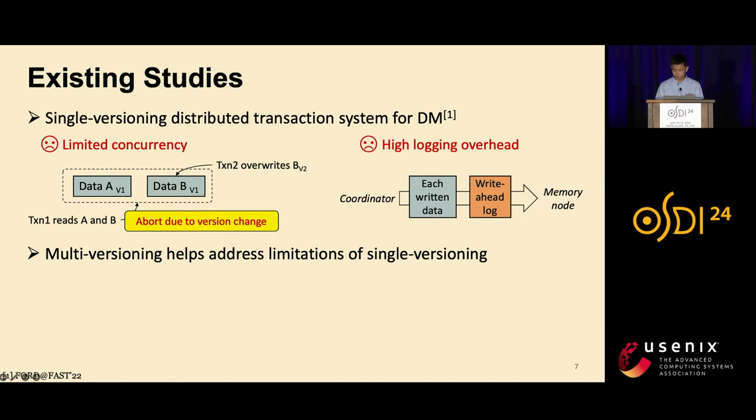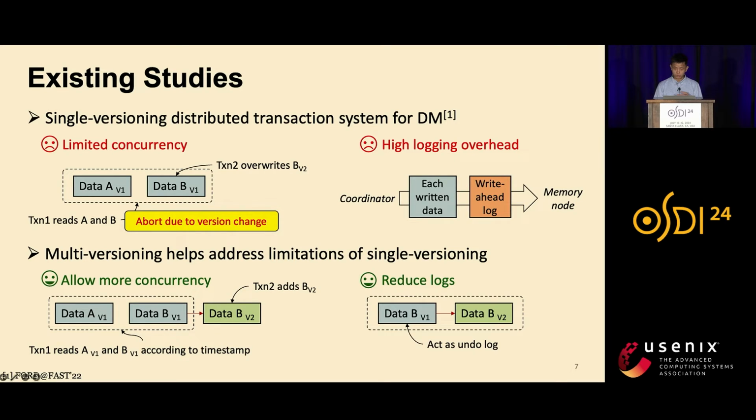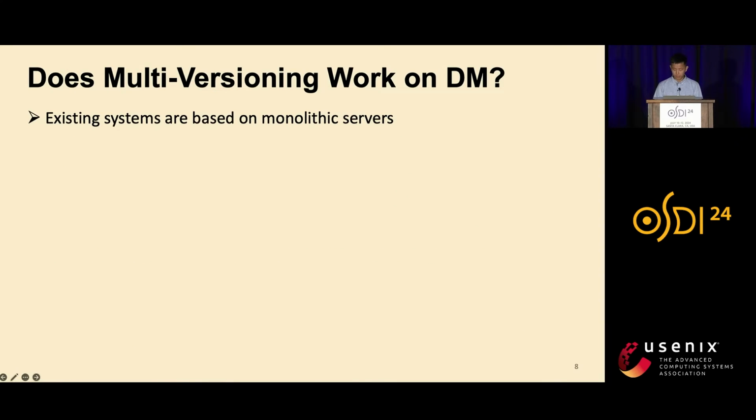Multi-versioning can address the limitations of single versioning. Multi-versioning means storing multiple versions of each data item. It allows more concurrency, since a read request can obtain the historical versions, while a write does not remove the old versions of data. It also reduces logs, since the old versions naturally act as undo logs. However, existing multi-versioning distributed transaction systems are based on monolithic servers. They do not fit DM for two reasons.